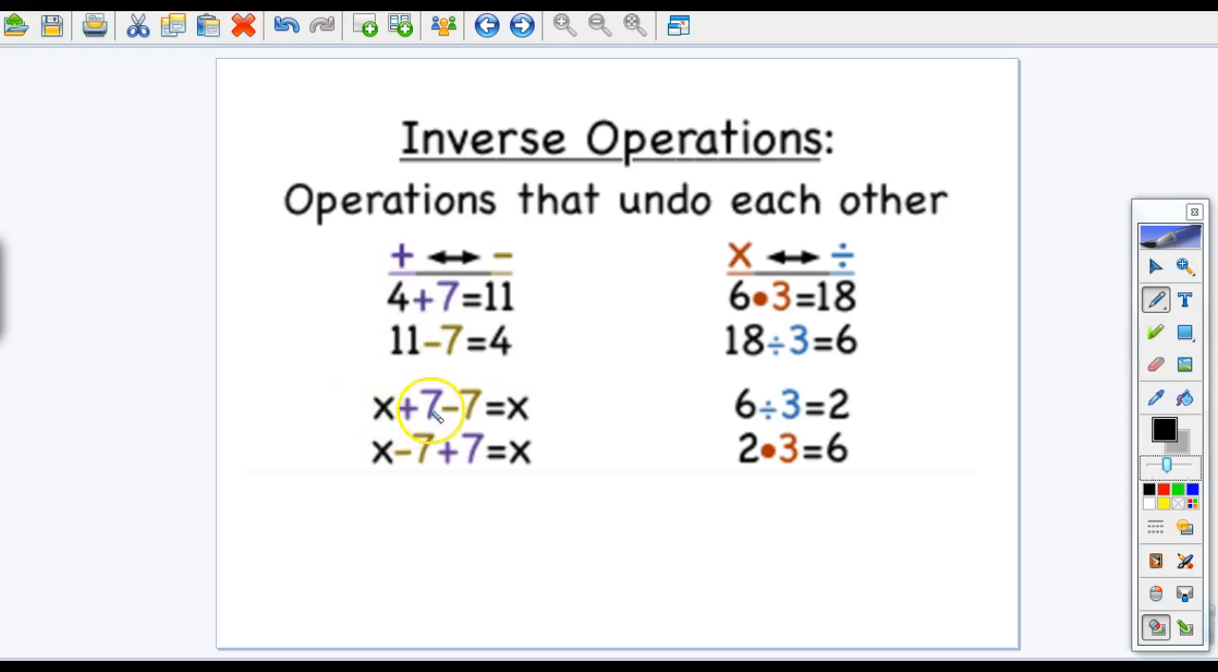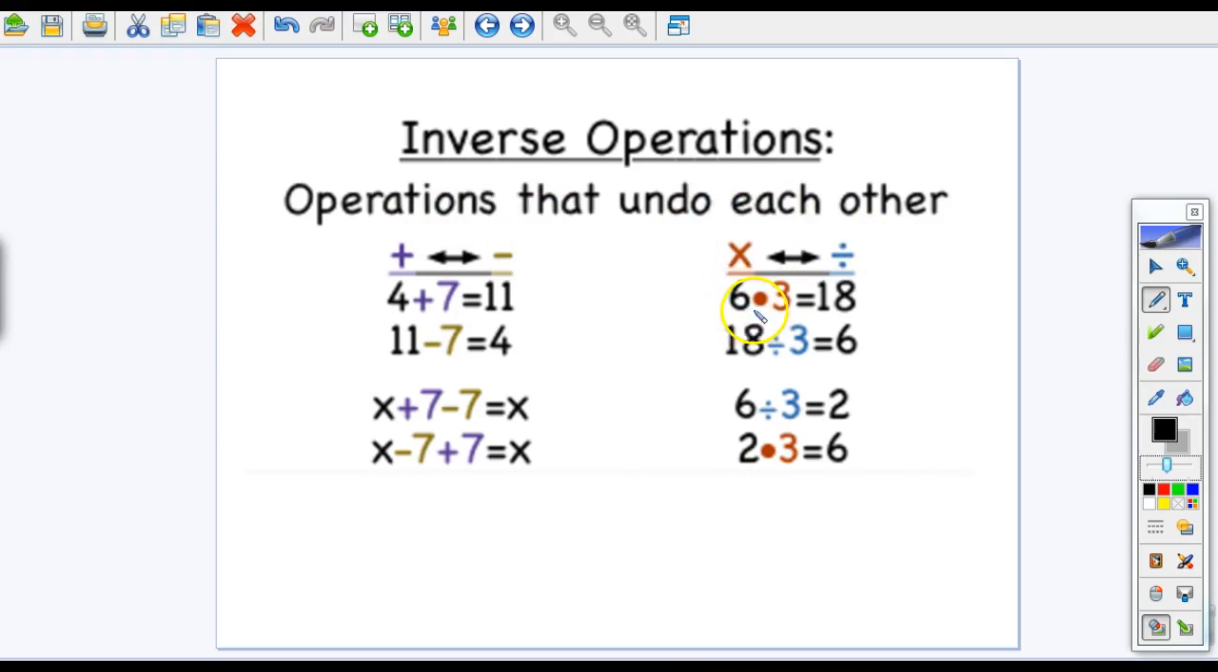So x plus 7 minus 7 is equal to x, right? And x minus 7 plus 7 is still equal to x. We're just doing the inverse operation. So you have to remember, the inverse of addition is subtraction. The inverse of multiplication is division. And the reverse is true. So the inverse of subtraction is addition, and the inverse of division is multiplication.